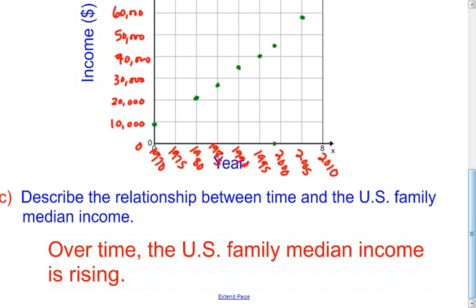I want you to tell me what's happening on the x-axis and what's happening on the y-axis, okay? As time passes, that's what's happening on the x-axis. Income rises. That's what's happening on the y-axis.